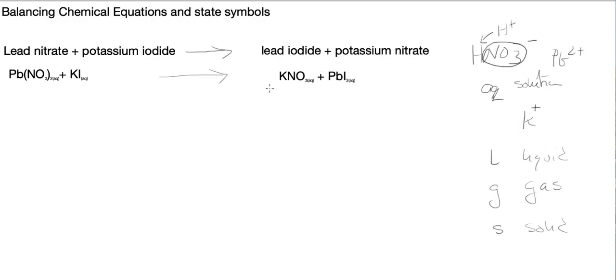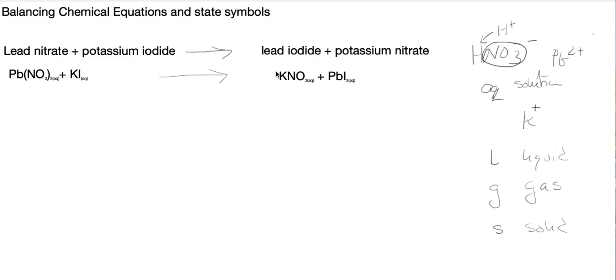Now we have to make sure this is balanced. We can't have any more or less lead or nitrate ions or potassium or iodide here than we have here. So if we go through, we've got one lead. Good so far. 2 nitrates, 1 nitrate. Now we've got a problem. 1 potassium, 1 potassium, 1 iodide, 2 iodides. Iodides over here. And we need to account for the 2 nitrates over here.